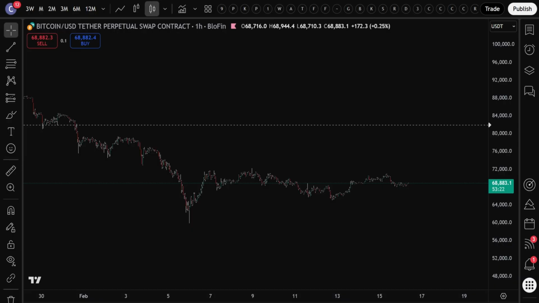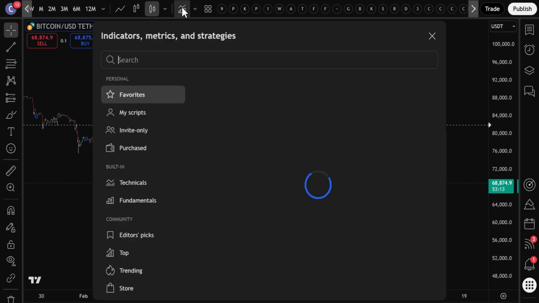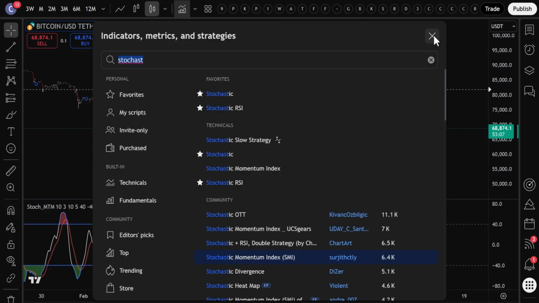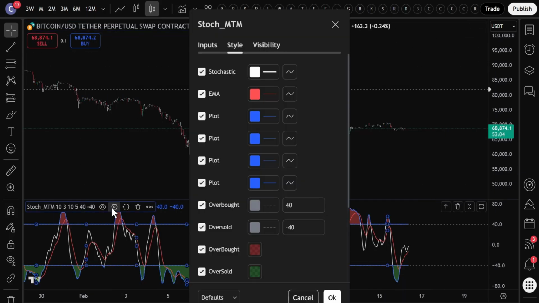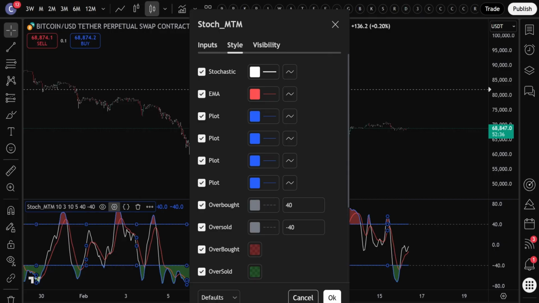To add this indicator to your chart, go to TradingView. Select the trading pair you want to trade. In this case, I'm choosing Bitcoin against USDT. Click on the Indicators tab, type Stochastic Momentum Index, and select the one that appears. Now let me show you how to set this up properly. Click on the settings of the indicator, then click on Style and change the color of the stochastic line to white so it's easier to see. Next, disable the 4th and 6th plot tabs and also disable the level tabs.